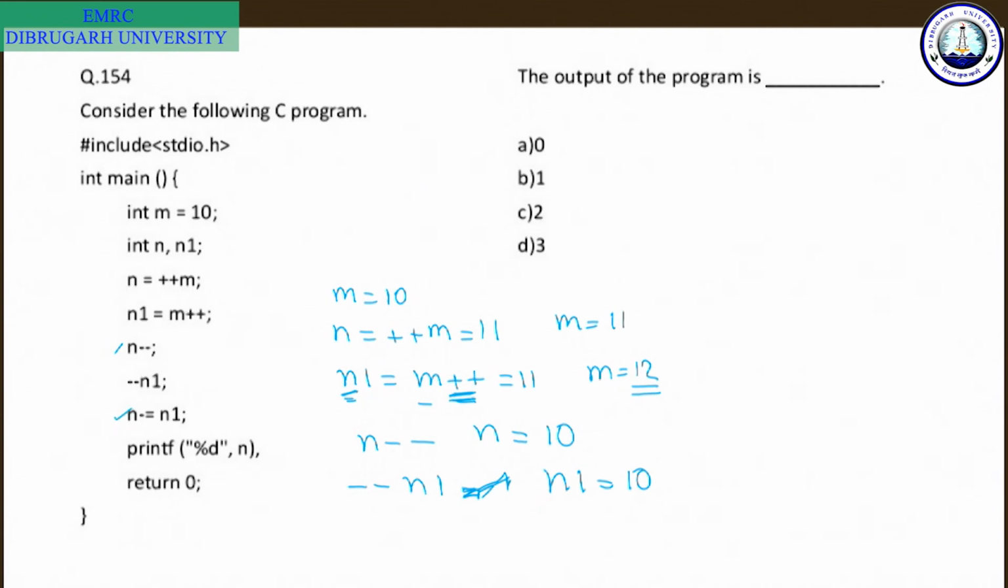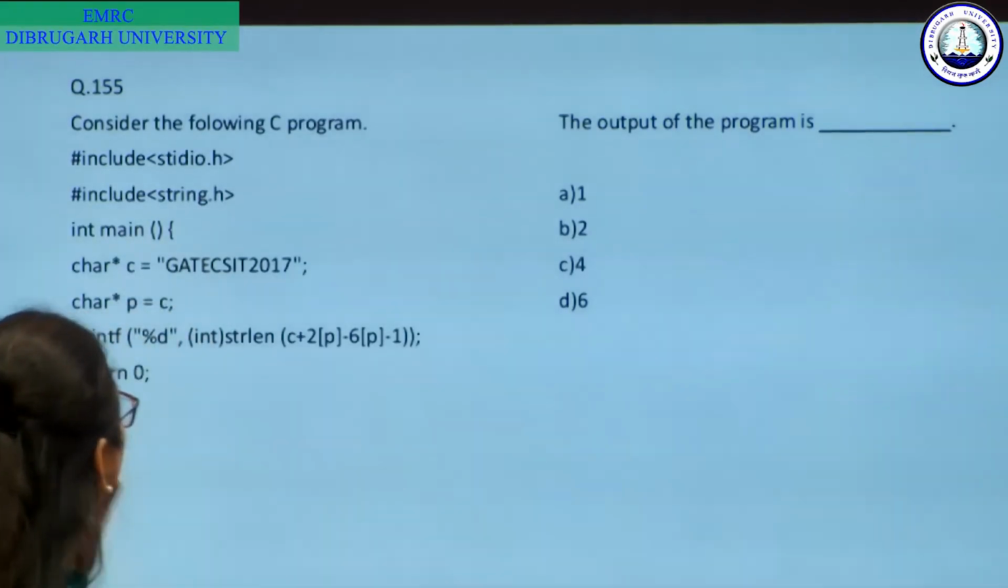Then coming to this, n -= n1 means n is equal to n minus n1. So what is your n? n is 10. What is your n1? It is also 10. So 10 minus 10 is equal to 0. So the output of this program is 0. Okay. Then coming to the next question.